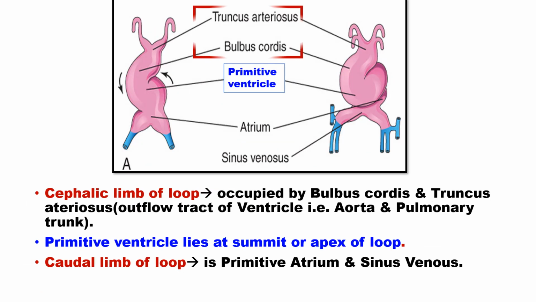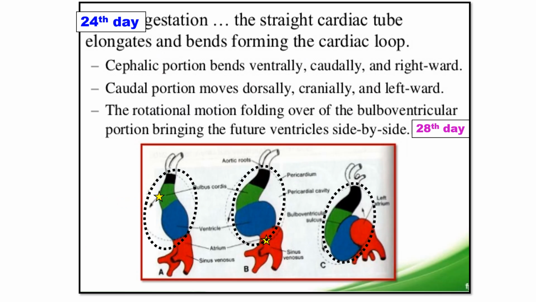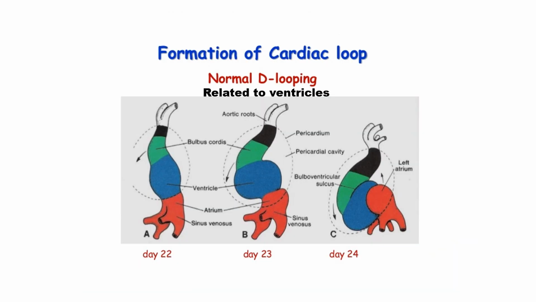The cephalic limb of the loop is occupied by the bulbus cordis and truncus arteriosus. The caudal limb of the loop is represented by the primitive atria and sinus venosus. The primitive ventricle lies at the summit, or the apex, of the loop. By the 24th day of gestation, the straight heart tube elongates and bends, forming the cardiac loop. This rotational folding brings the future ventricles side by side.